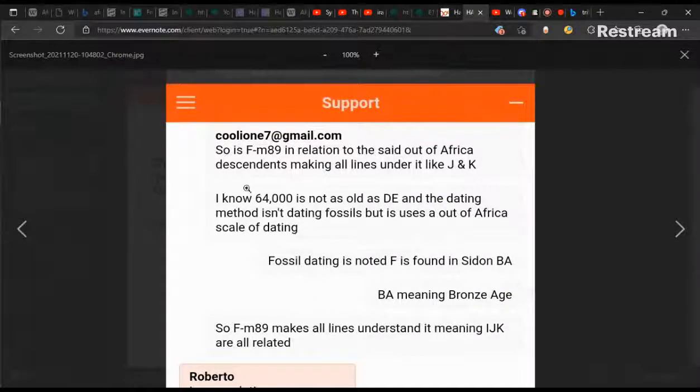So I go on and say, I know 64,000 years is not as old as DE, and the dating method isn't dating fossils, but uses a out of Africa scale of dating. So the out of Africa scale of dating is just a method that they're basically saying that people started in Africa, which is not true.